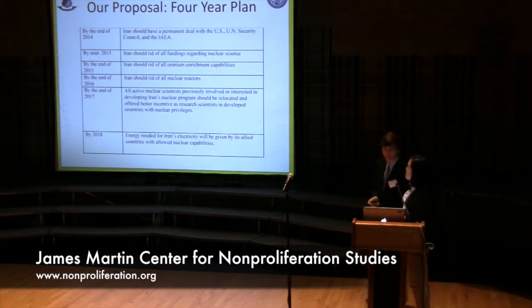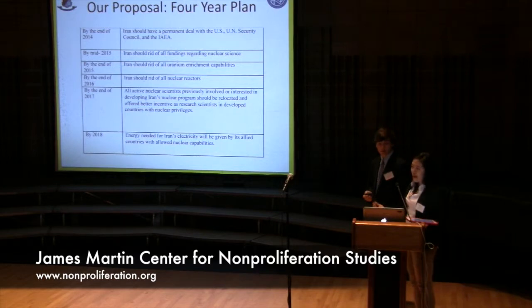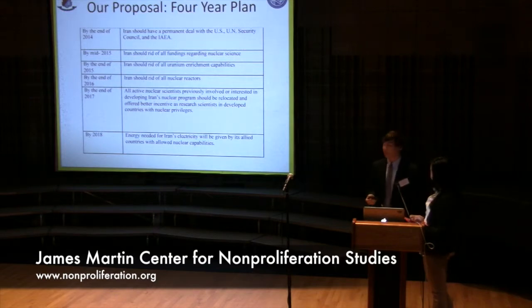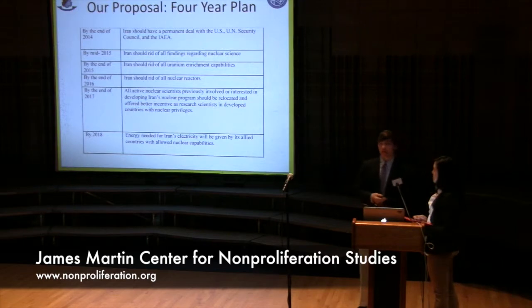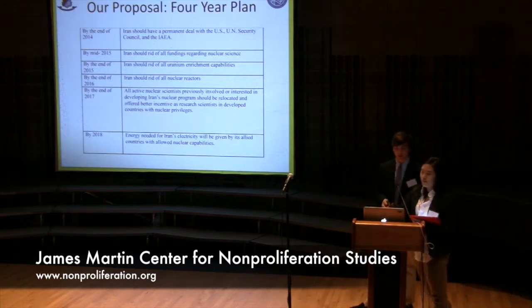By the end of 2017, all active nuclear scientists originally or previously involved or interested in developing Iran's nuclear program should be relocated and offered better incentives than other countries that are allowed nuclear technology and programs, as motivation for them to give up nuclear energy. And infrastructure for energy aid will be given by allied countries with allowed nuclear capabilities.